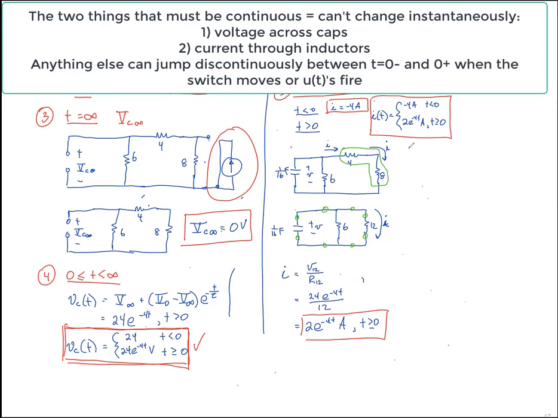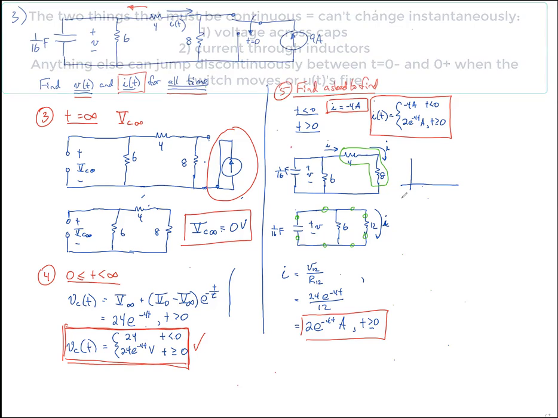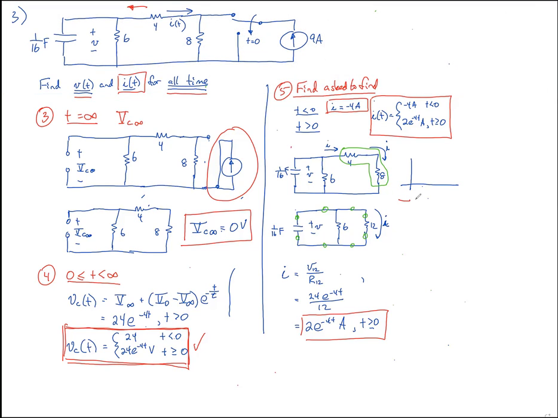And in fact, if we were to graph that, we weren't asked to graph it, but if we did graph it, it would look something like minus 4 out here, and then instantly jumping up to 2 here and decaying down. And it had been minus 4 forever. So this is the graph of the current through that 4 ohm resistor, as opposed to the voltage across the capacitor, which has to be continuous.